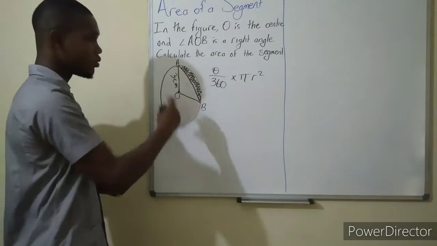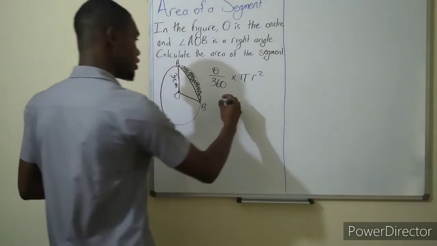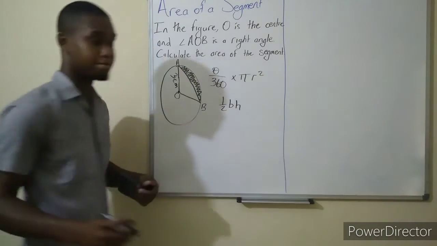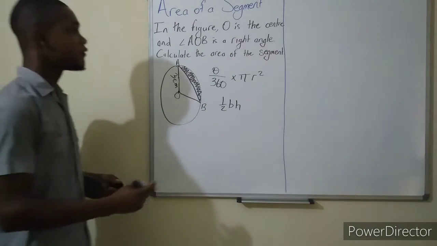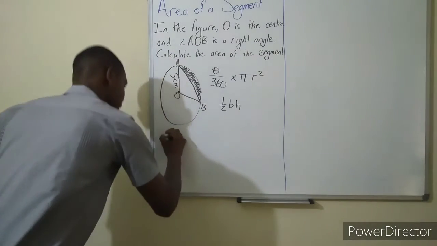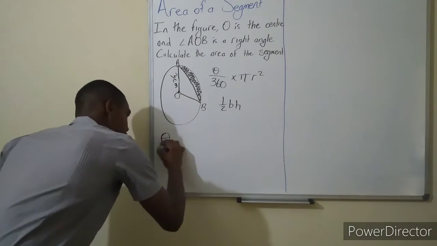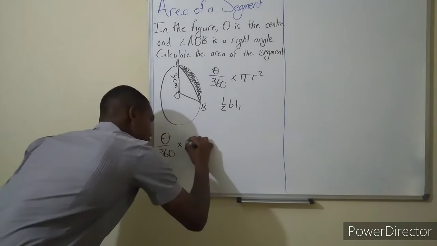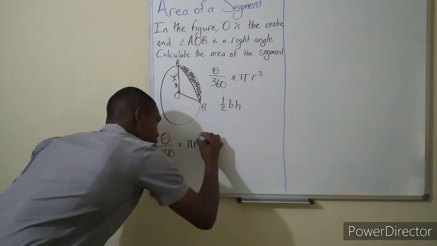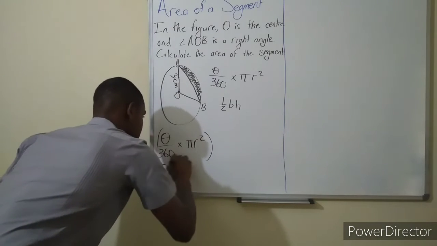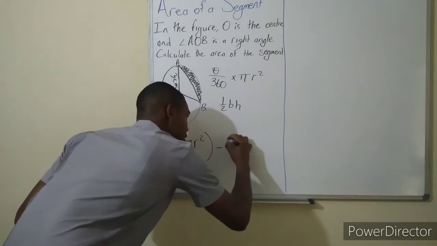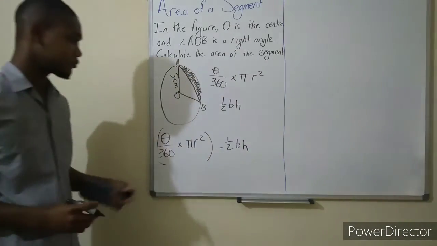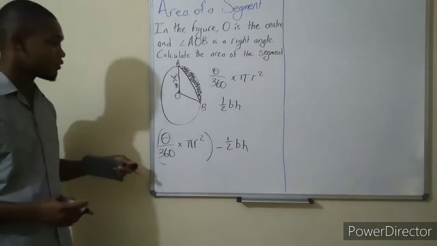And for this now, the area of the triangle is half base times height. Now we are going to fuse these together to get the area of the segment formula, which is theta over 360 times pi r squared minus half BH. So that's the formula for the area of the segment.